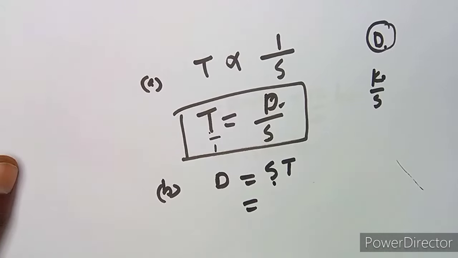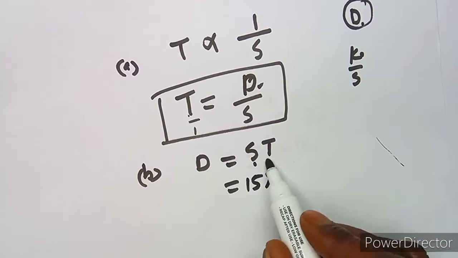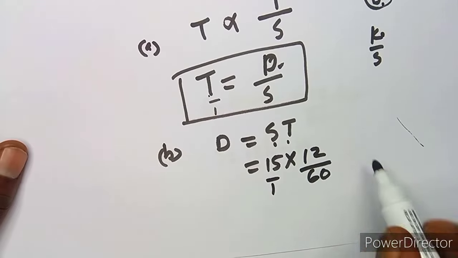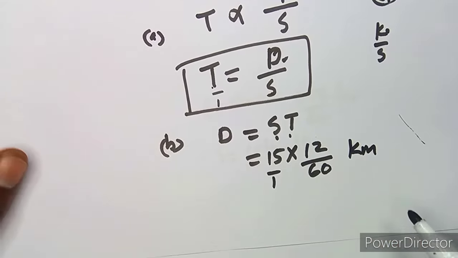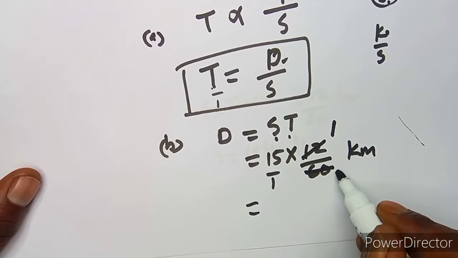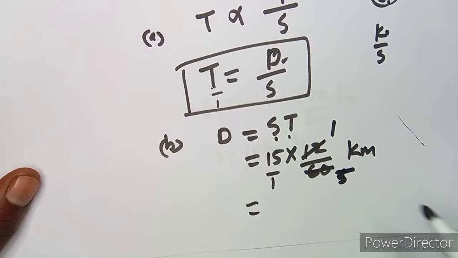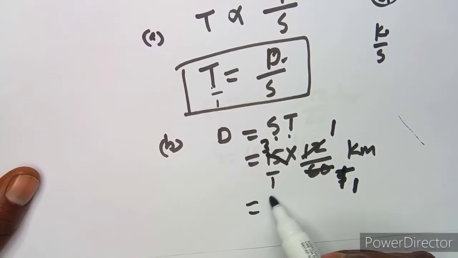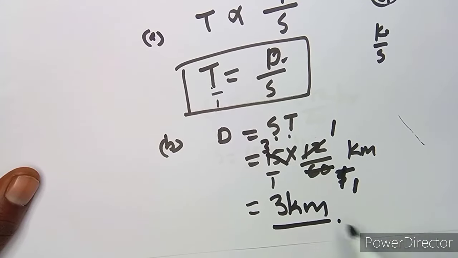So you can substitute your s, because you've got these values here. We said our s is 15, so it's going to be 15 times t, which is your time in hours, that is 12 over 60. So you can play around with these values, and your d is going to be in kilometers. 12 into 12, that is 1, 12 into 60, that is actually 5. 5 into 5, that is 1. 5 into 15, which is 3. So this is going to give us 3 kilometers.